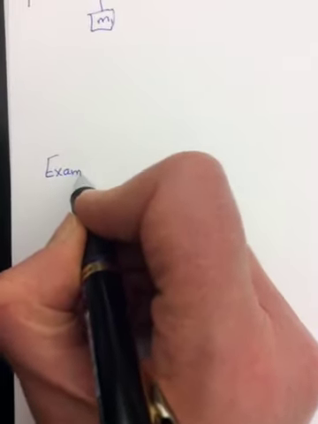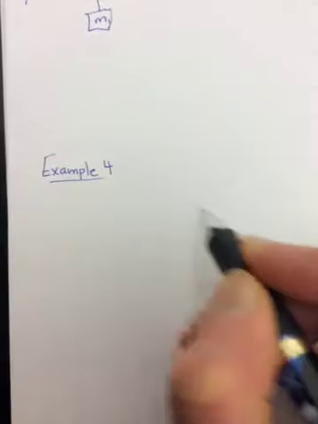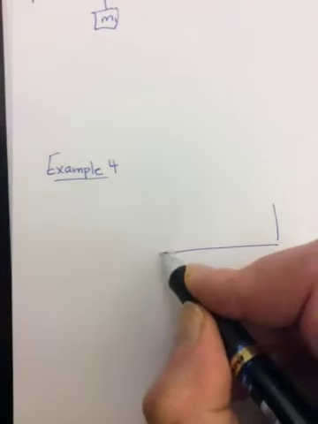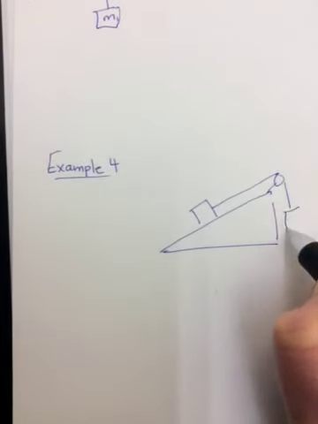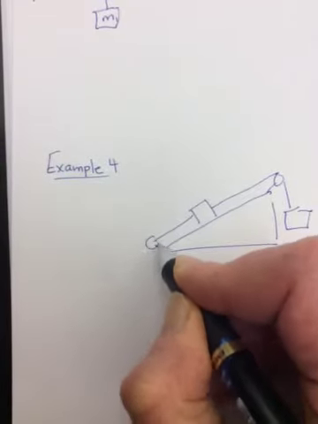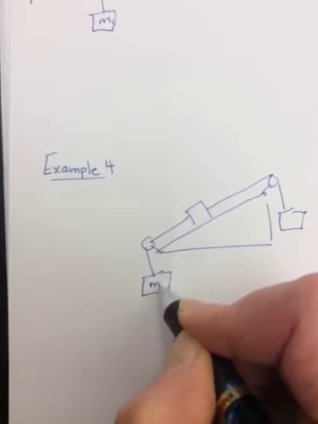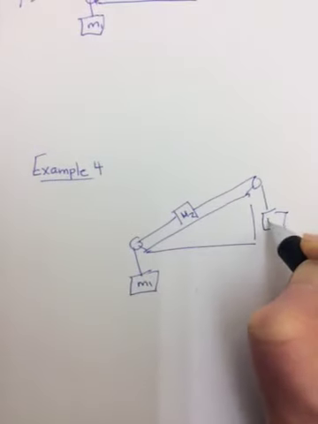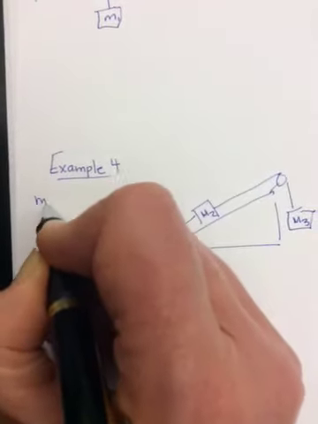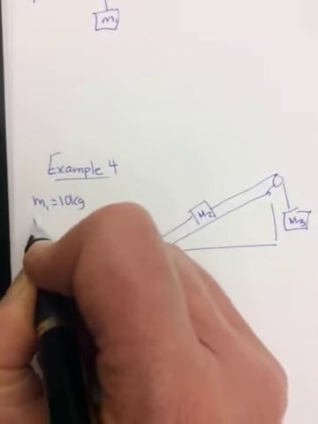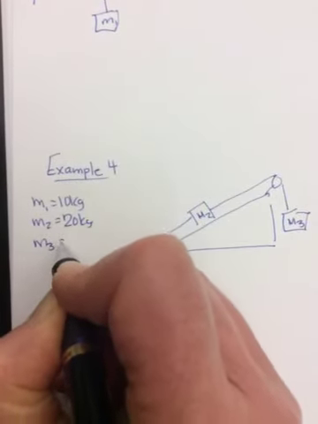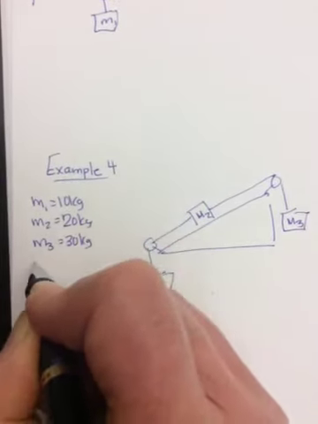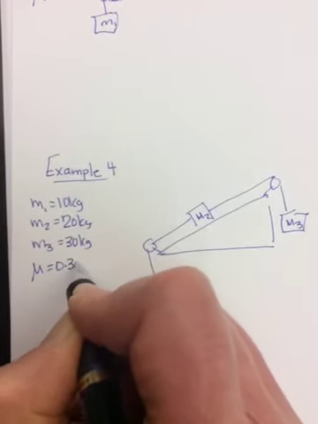And the second one I would like you to do, you're going to love this one. It's going to look similar to what we just had up there. So a box here, a pulley, a box here, another pulley, a box here. We'll call this one M1, call this one M2, call this one M3. M1 will be 10 kilograms. M2 will be 20 kilograms. M3 is 30 kilograms. Coefficient of friction is 0.3.